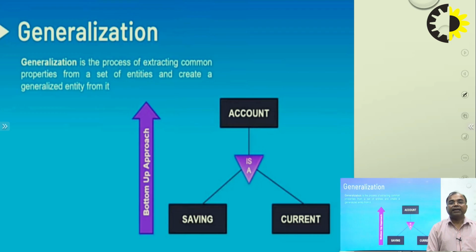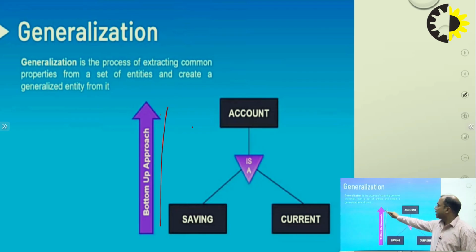Now we can take an example where we generalize. Here is an example taken from the ER diagram of a banking system. We take two entities, saving account and current account. These two have a relationship with an account. It means account is a generalized form of saving account and current account. Saving and current account are the subclass, and account is the superclass. We are going from the lower level entity to the upper level, and that's why it's a bottom-up approach.